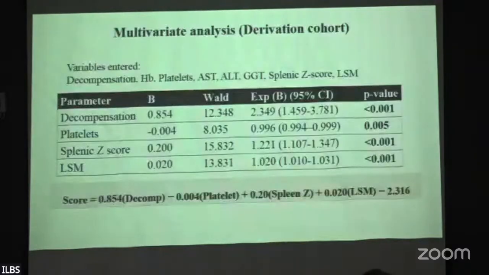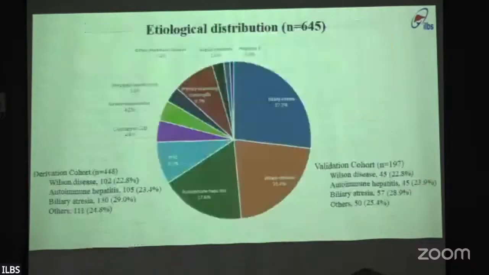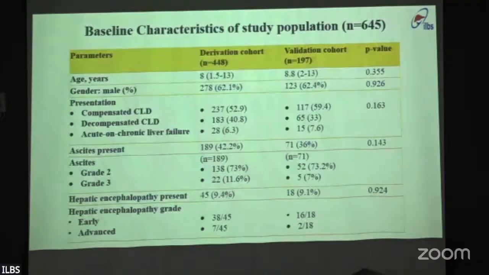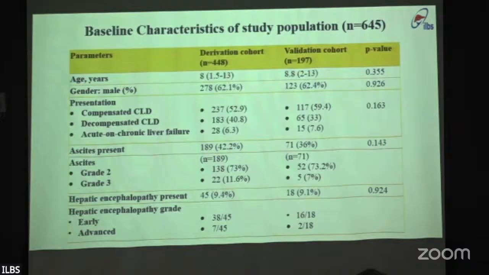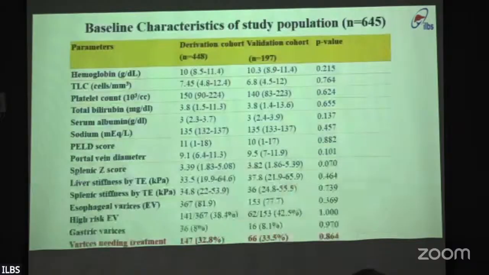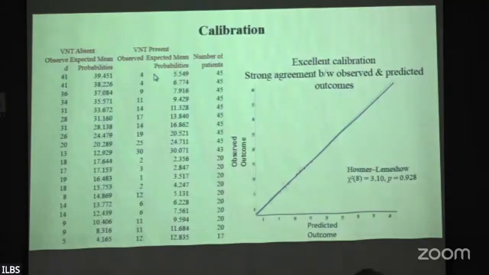Where is your actual number of varices needing treatment? How many times were you right and how many did you miss? All of them had endoscopy. Yes, sir. So I can't understand how many had... There were 147 varices needing treatment. So this is the calibration slide. You let her explain.